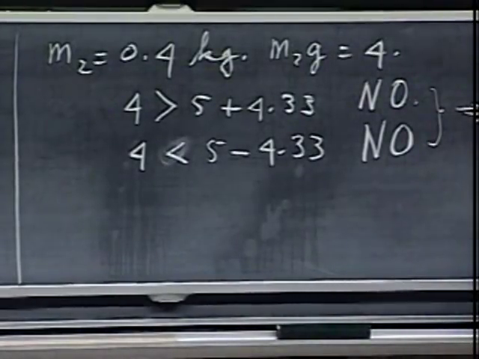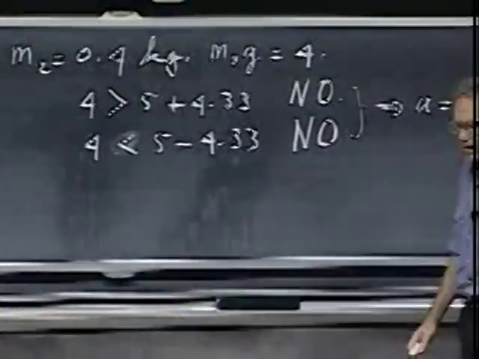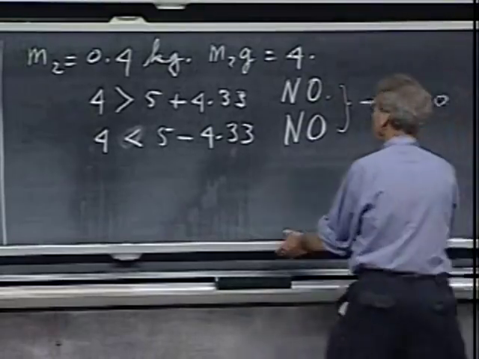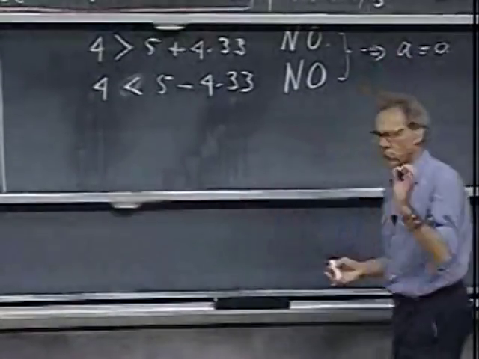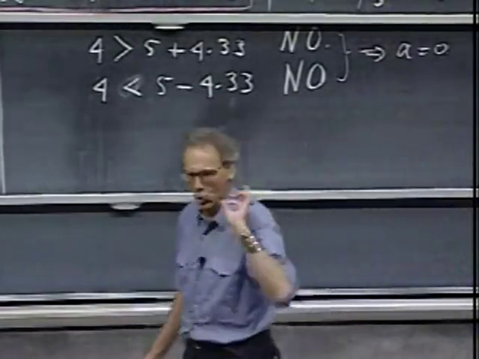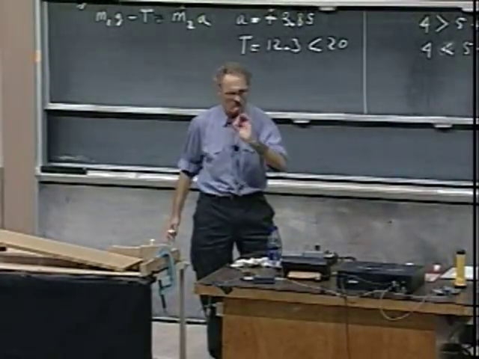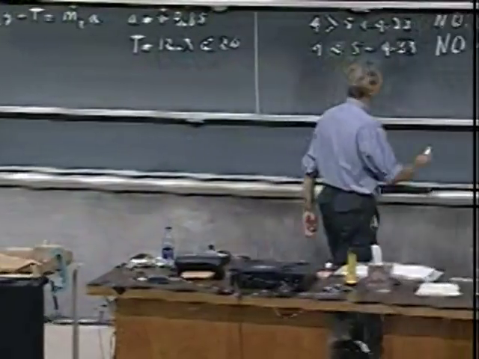Conclusion: A is 0. The object will not be accelerated. And the frictional force is going to adjust along the x direction so that the acceleration, indeed, is 0. How does the frictional force do that?